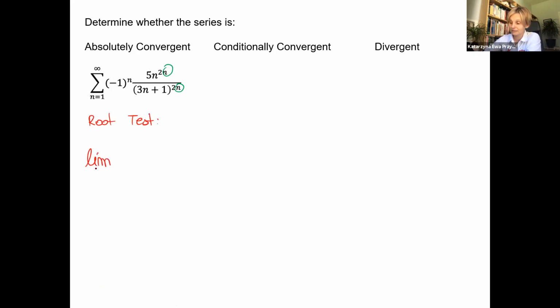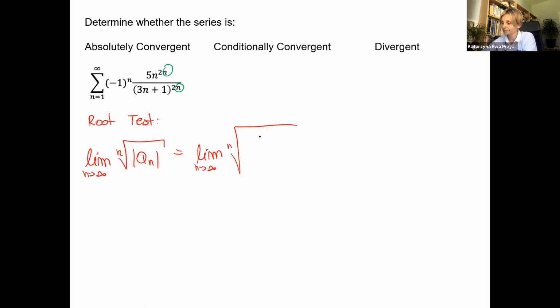Root test is telling us the nth root of the absolute value of these terms. The nth root absolute value, of course, will remove this -1 to the n. It's okay, we don't have it anymore. And then we will have, I can put 5, and then I can put n squared to the power of n.